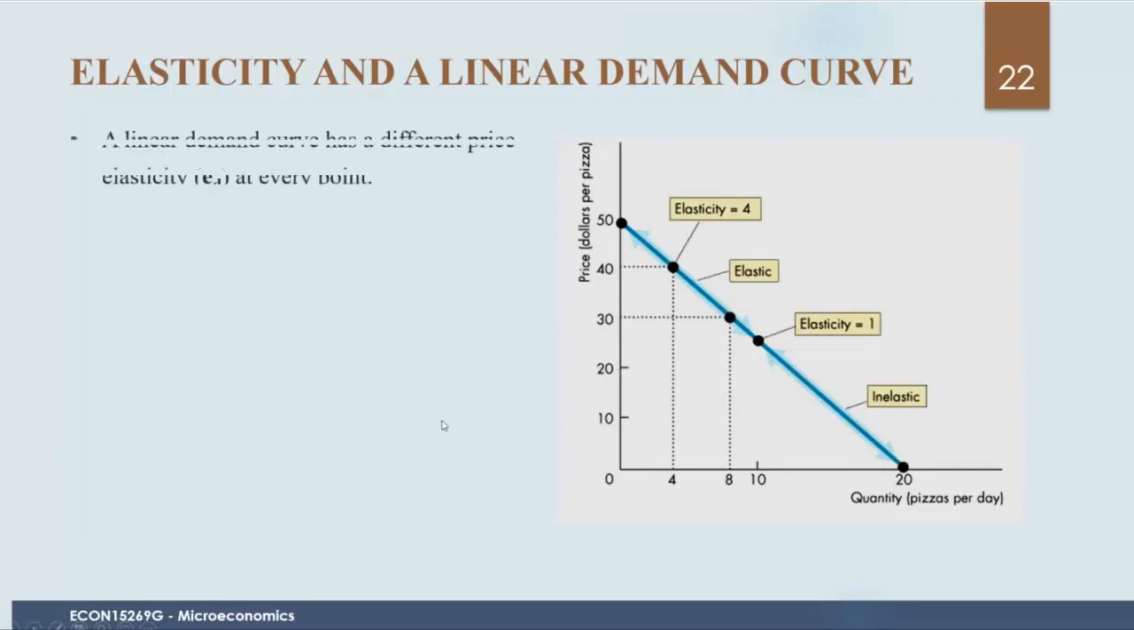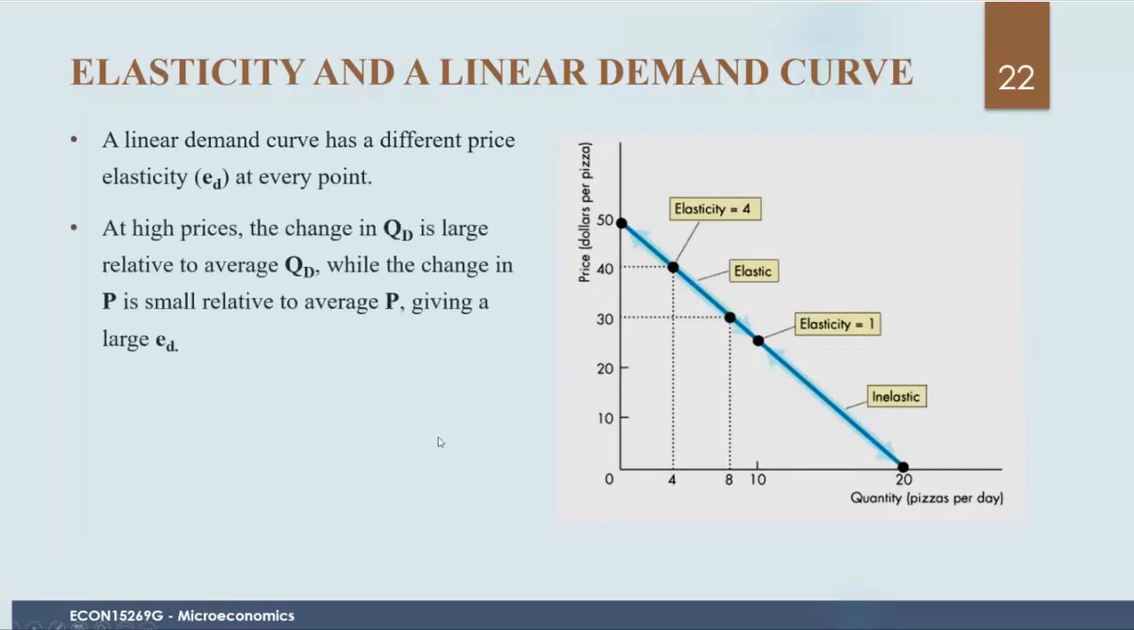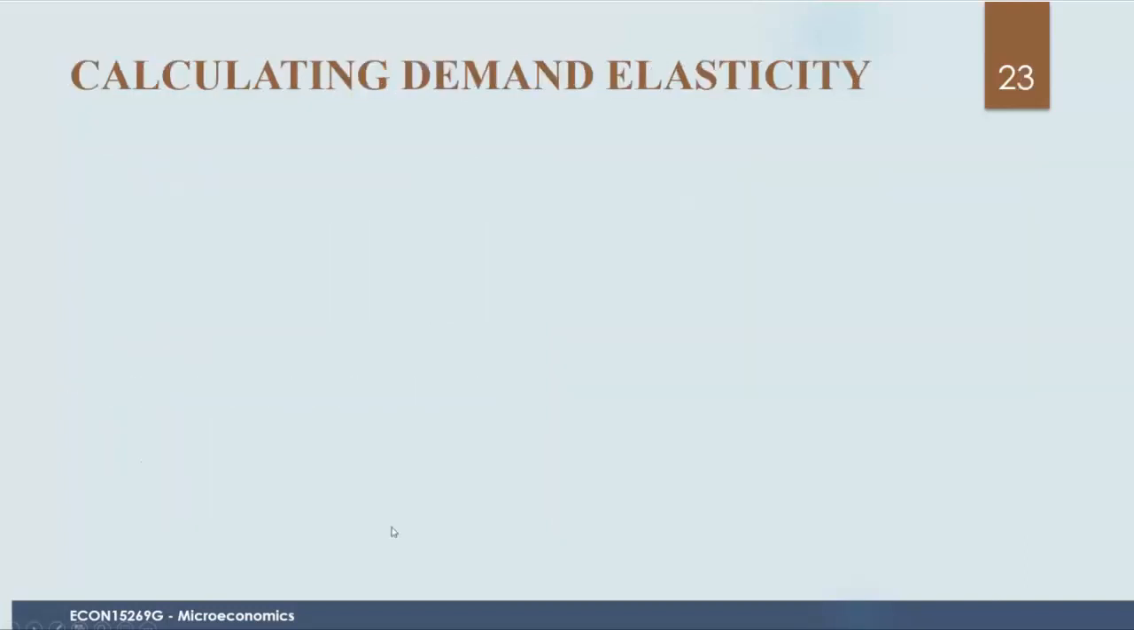So a linear demand curve has different price elasticity at each point. Again, this is the elastic portion. This is the inelastic portion. And in the center, we just say it's equal to 1, or unitary elastic. So we haven't yet talked about the formula. Now we'll do that.